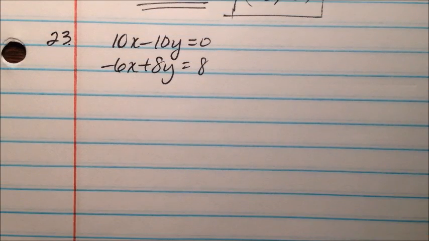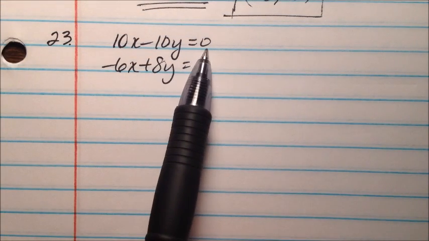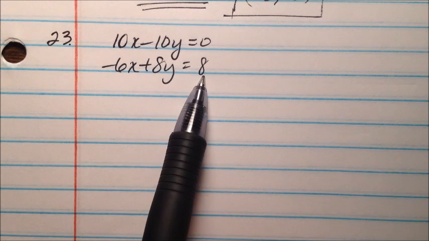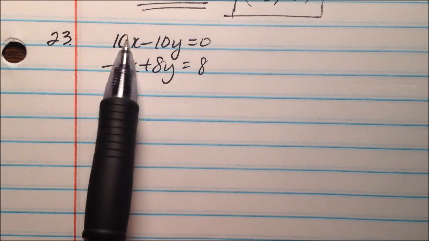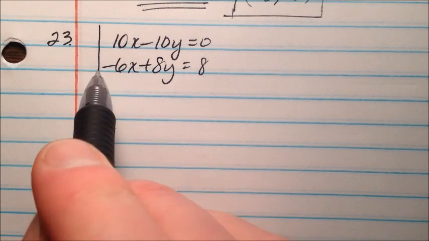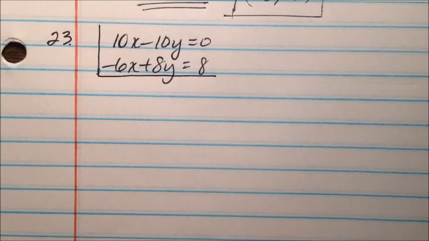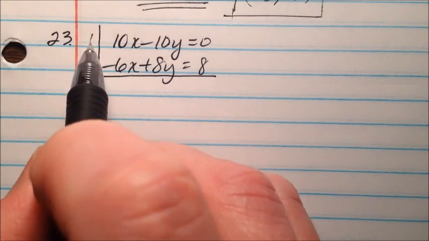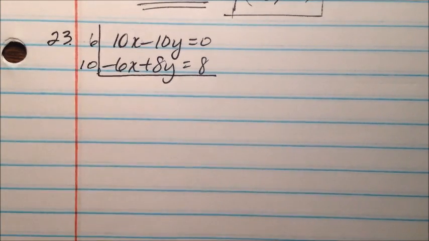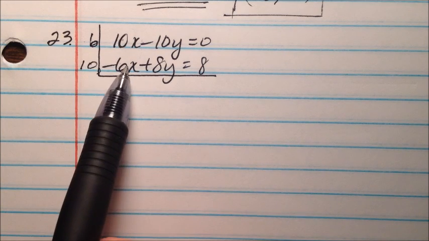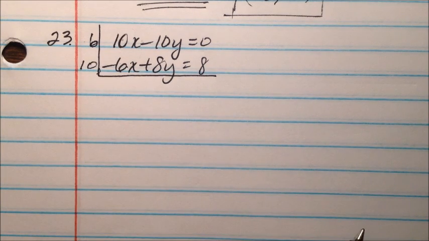In number 23, I have the system here. 10x minus 10y is 0, and then negative 6x plus 8y is 8. Again here, it doesn't appear that I have multiples, so I'll have to multiply both equations by different constants in order to be able to eliminate one of the variables. When I do that, let's go ahead and just get rid of my x's. So I'll multiply up here by a 6, down here by a 10. So that will give me 60x and negative 60x. So those will end up canceling, which is nice.